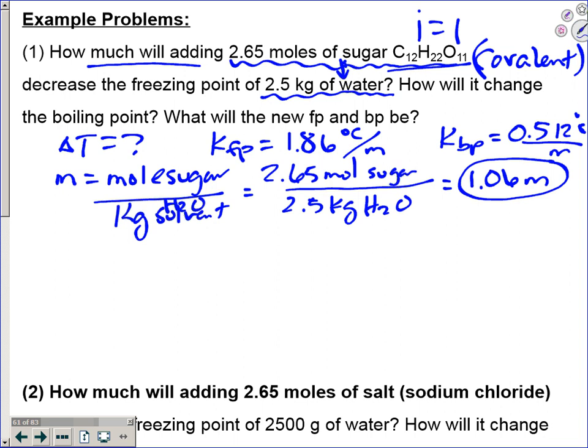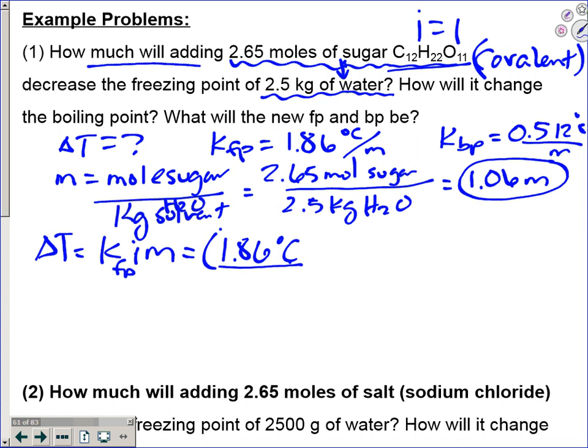Delta T. So let's go ahead and plug that in for the freezing point one first. Delta T is equal to K i m. K for freezing point is 1.86 degrees C per molal. The i factor is 1 because it's covalent, okay? And the m, which you guys just found by dividing, is 1.06 molal. What units cancel? Molal, leaving me with what? Which makes sense, right? Degrees Celsius is a unit of temperature, so we're in the clear here.